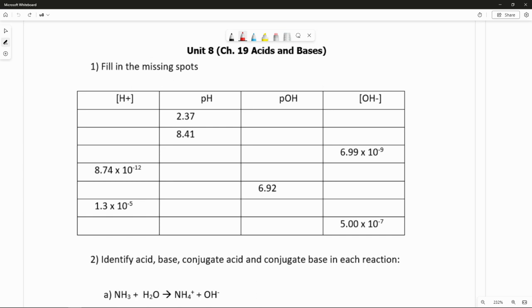All right, let's cover Unit 8 for our study guide, which is acids and bases. Before we start, we have to establish some equations that are given to you on the test, and one of them is actually not given on the test, so you should probably know.